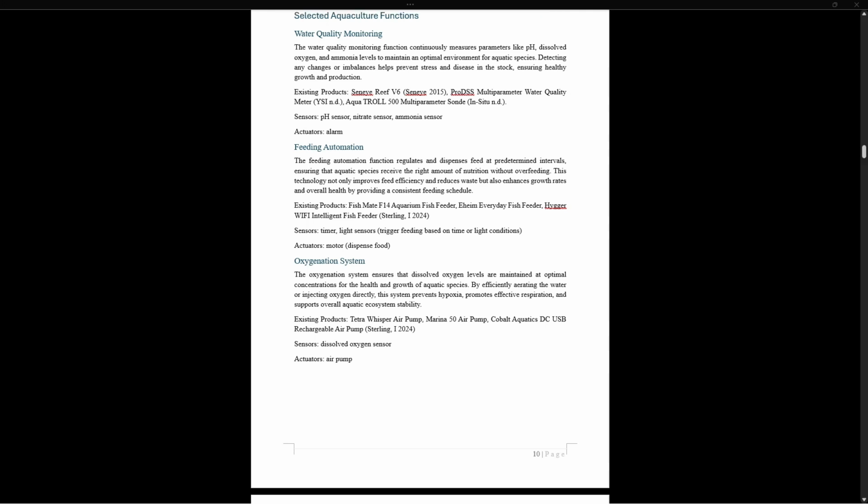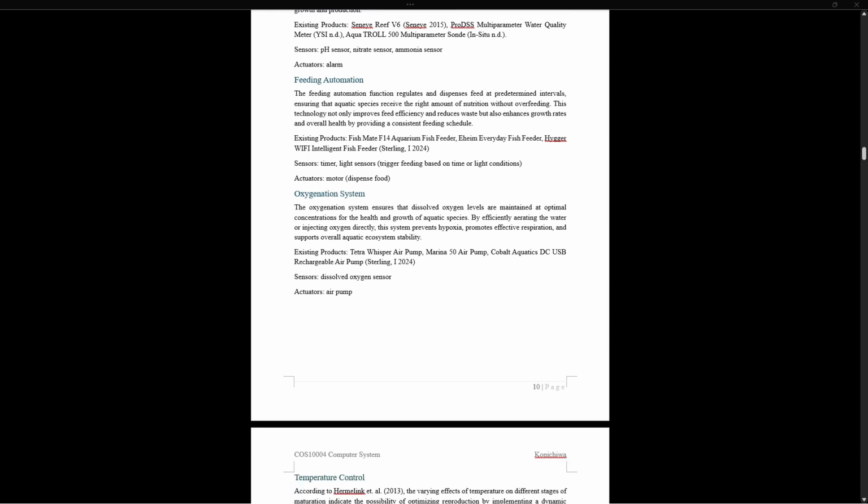And then we have the oxygenation system. It maintains the optimal oxygen levels, which supports fish respiration and prevents hypoxia. This system includes dissolved oxygen sensors and pumps to keep stable oxygen levels. The existing products are Tetra Whisper Air Pump, Marina 50 Air Pump, and the Cobalt Aquatics DC USB rechargeable air pump.